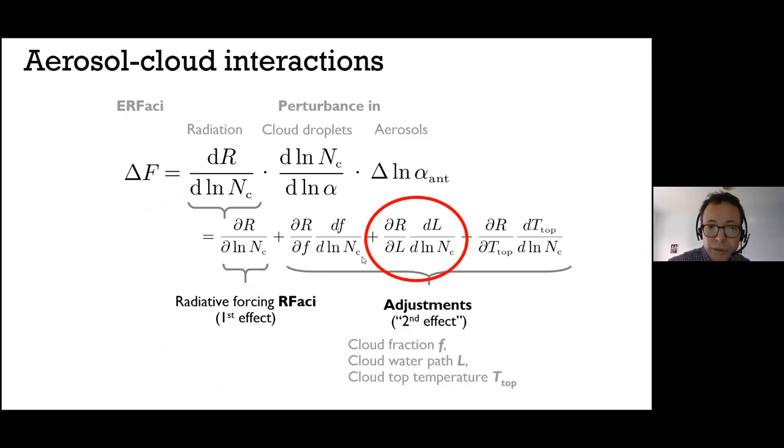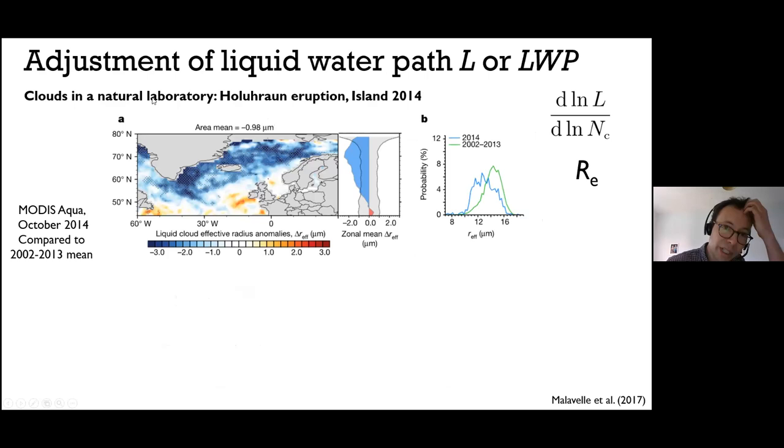Then regarding the adjustments, we can look, for instance, at the cloud liquid water path and see how this changes with a change in cloud droplet number concentration. For something like this, people would look at what's called a natural laboratory or natural experiments. And for instance, volcanic eruptions provide such a situation where you have an aerosol perturbation, which is large scale and relatively controlled. So there's a volcanic eruption of a certain time period, and you know what the situation was like before that eruption, and you can compare this to what happens during the eruption.